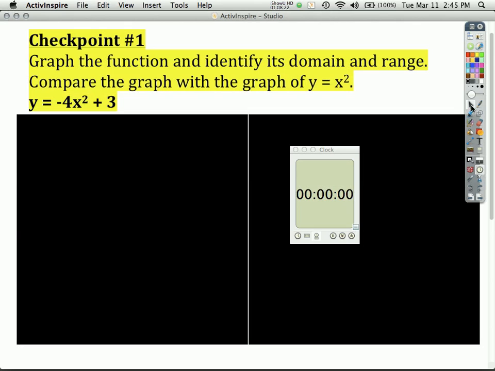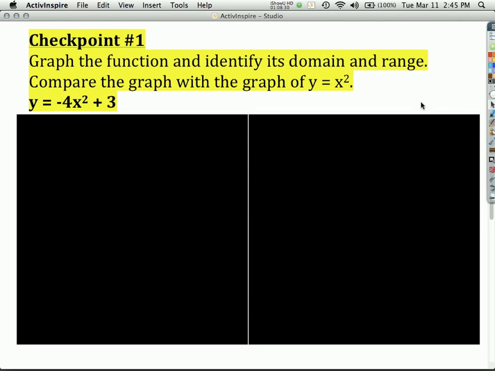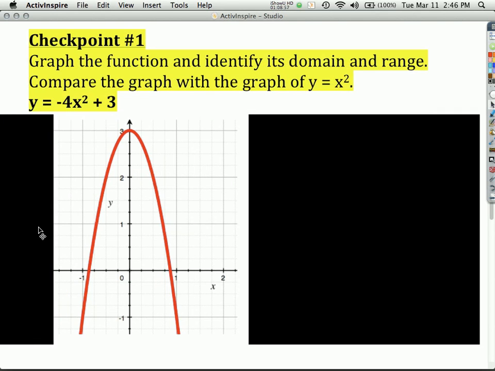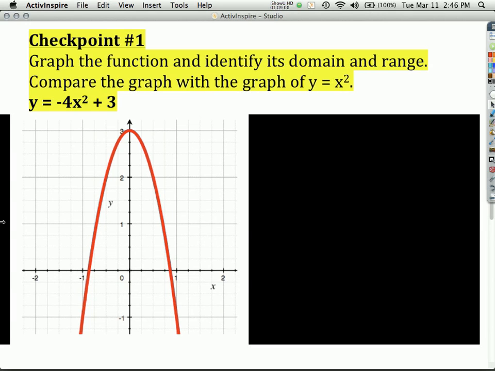Take a few seconds to finish up, and then I will reveal. Now, the picture I'm going to reveal doesn't look as good as most of yours. The computer program I used didn't draw it as long as yours did. So just trust me, yours is probably correct. I've already walked around and looked at most of yours. So this is what the graph looks like. I want you to focus on a couple of things.